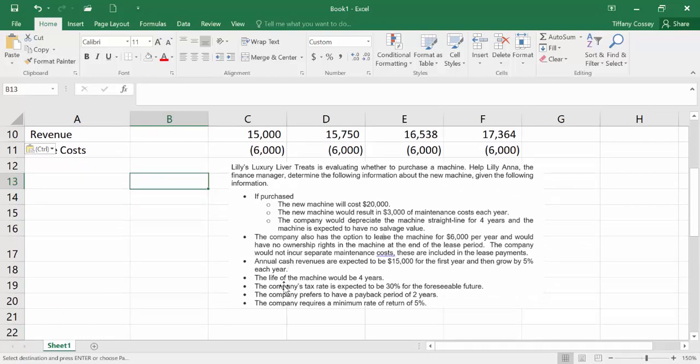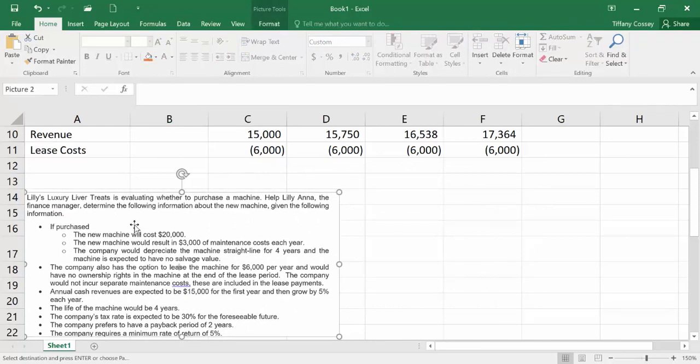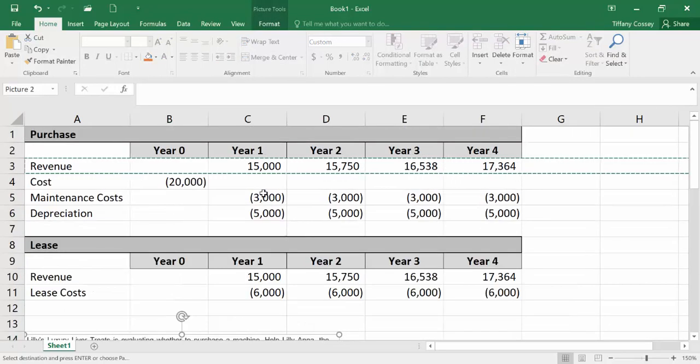Then it says the life of the machine would be 4 years. We already have taken that into consideration in the depreciation. The company's tax rate is expected to be 30%. We'll hold on to that because we're going to need that in a few minutes. And it says the company prefers to have a payback period of 2 years and the company requires a minimum rate of return of 5%. Okay, so we'll make a note of that and come back to those things.